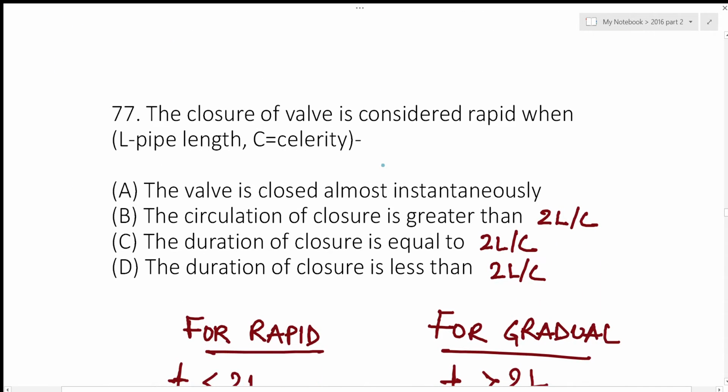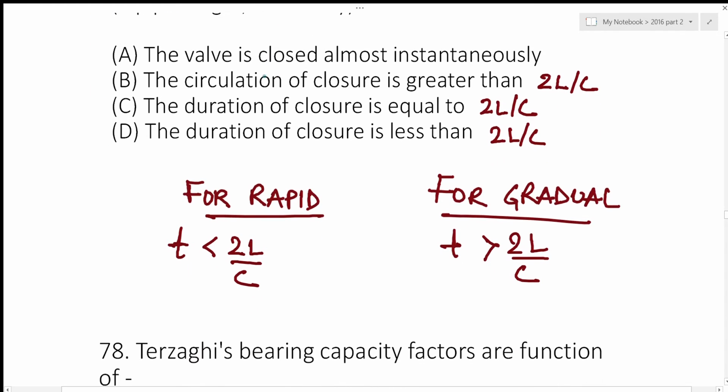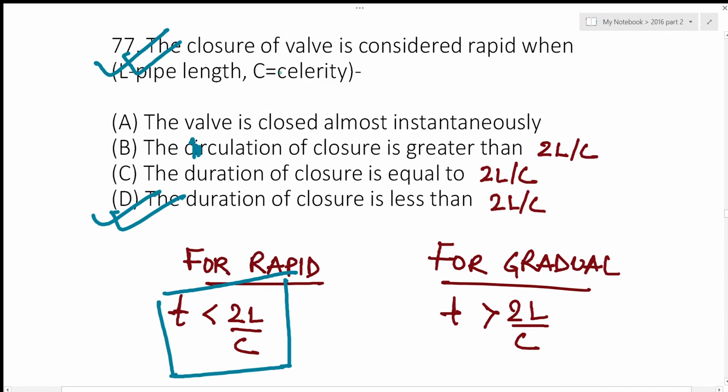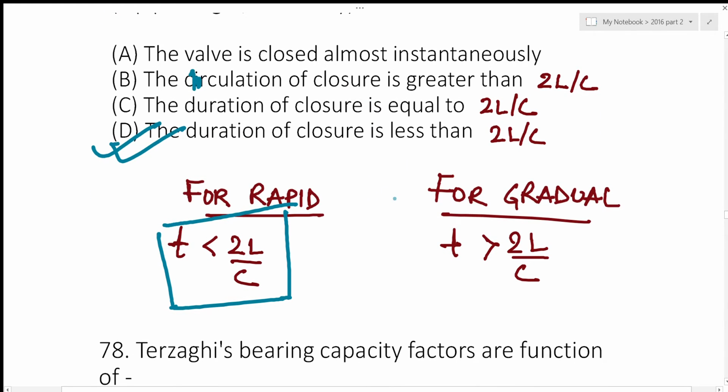Next question is, the closure of valve is considered rapid when the valve is. Now the closure of valve is considered rapid when the duration of closure is less than 12 by C. The answer would be duration of closure is less than 12 by C. So the closure of valve is considered rapid when the duration of closure is less than 12 by C. Also for gradual closure, it should be greater than 12 by C.